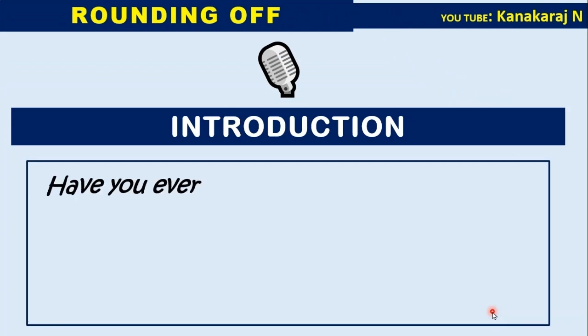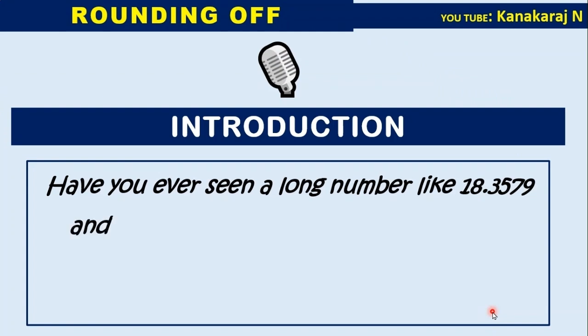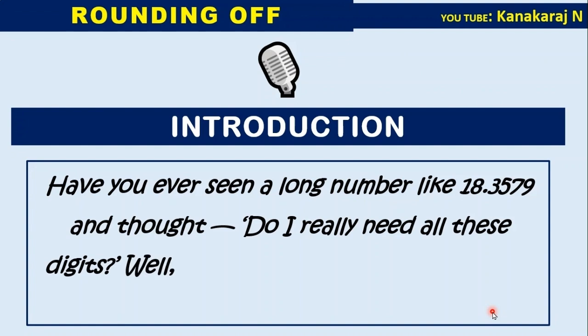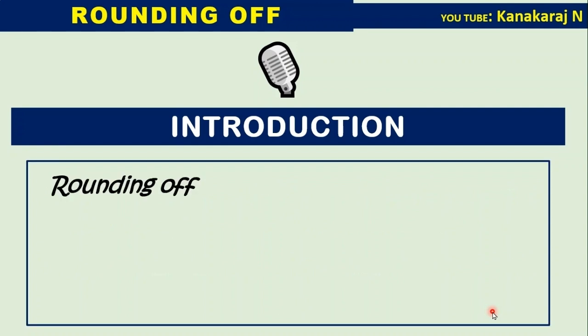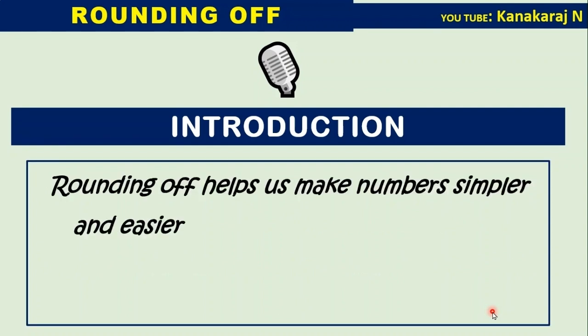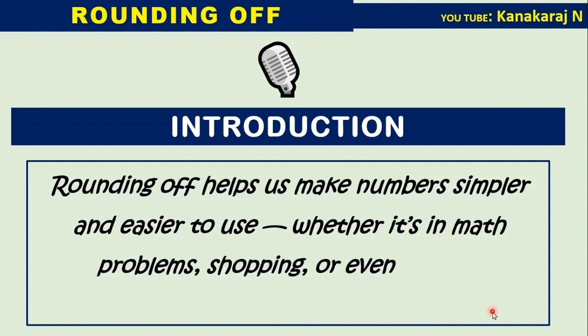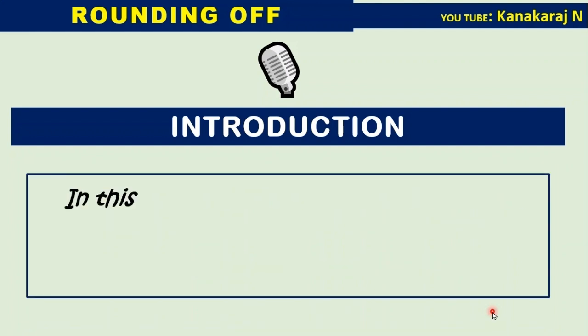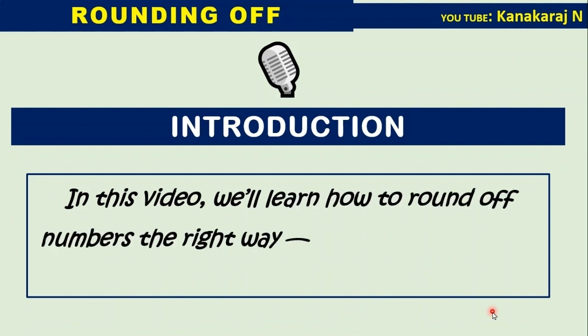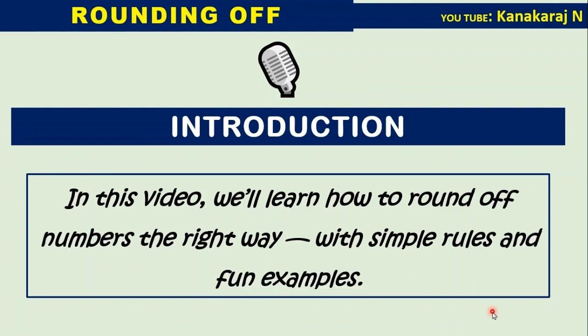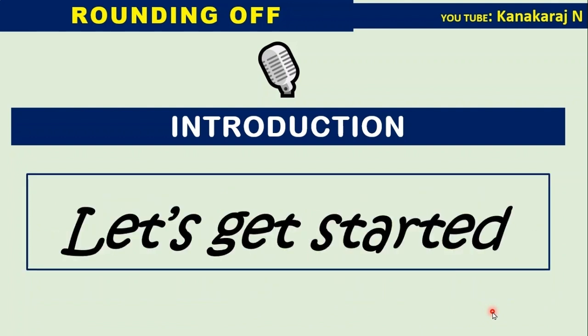Introduction. Have you ever seen a long number like 18.3579 and thought, do I really need all these digits? Well, that's where rounding off comes in. Rounding off helps us make numbers simpler and easier to use, whether it is in a math problem, shopping, or even science experiments. In this video, we learn how to round off numbers the right way with simple rules and fun examples. Let's get started.